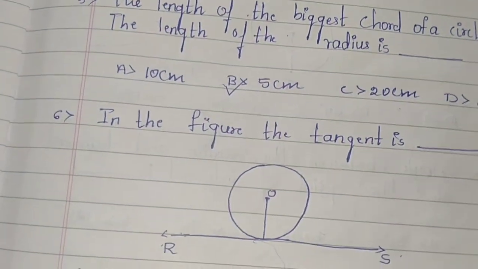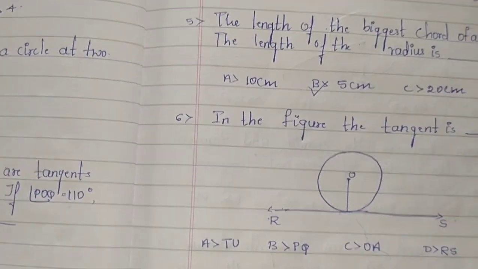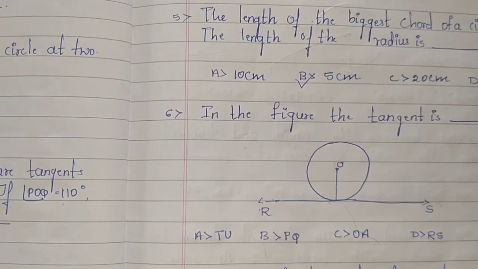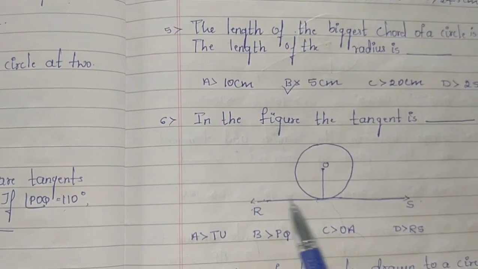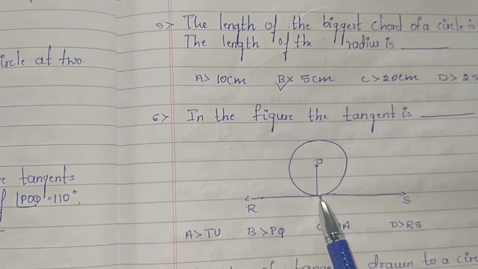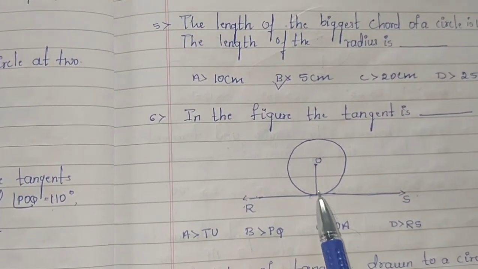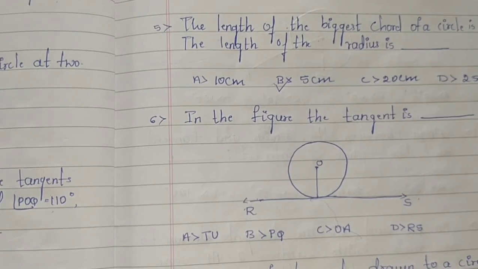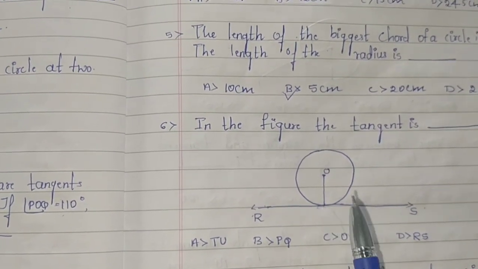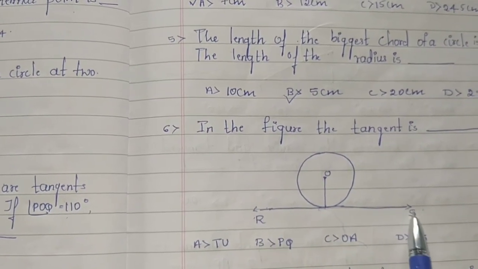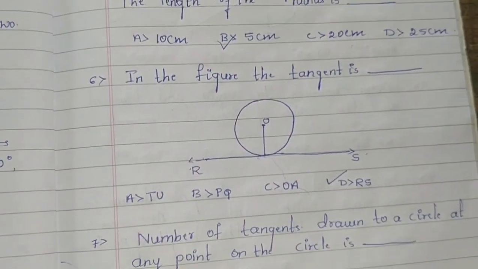Now we'll move on to the next question, that is in the figure the tangent is what? Which is the tangent over here? What is tangent actually? Tangent to a circle is a straight line which touches the circle at only one point. That is called a tangent. So here you can see this RS is nothing but a tangent. So the correct option is option D.